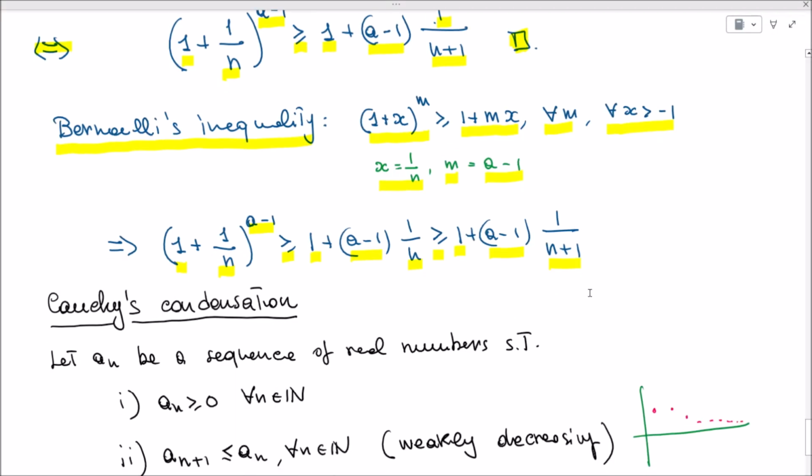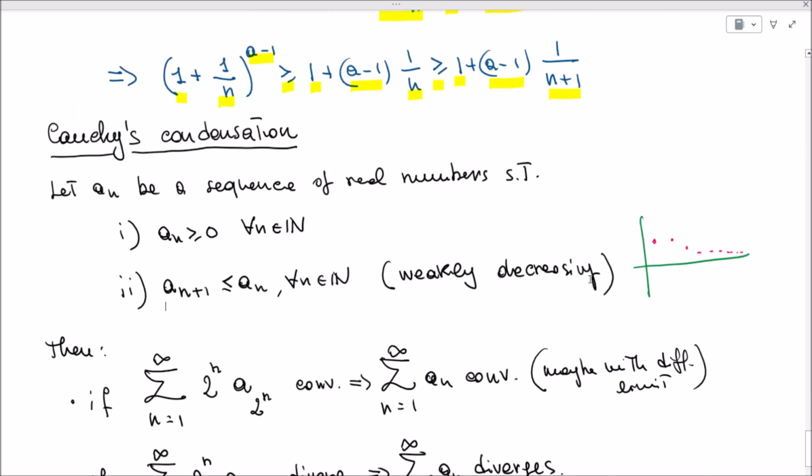We have another way of dealing with generalized harmonic series, which is the following method, which is called Cauchy's condensation. So let an be a sequence of real numbers that is made of positive or null terms. So an is larger than or equal to 0 for every natural number n. Remember that we are still in the class of positive sequences. And we need also another condition to be satisfied, and the other condition is that an plus 1 is less than or equal to an for every natural number n.